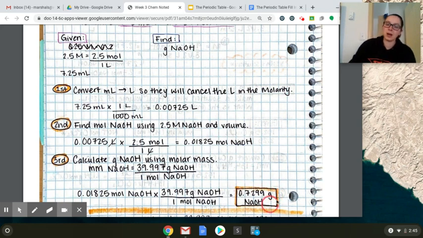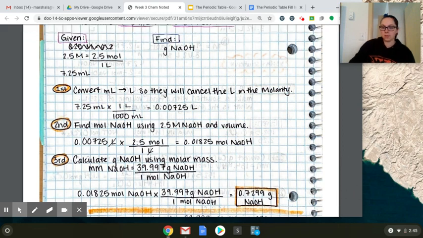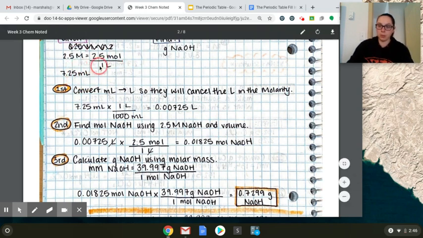Now, what this number actually tells me is that if I wanted to make a 2.5 molar solution and only needed 7.25 milliliters, I would measure out in my lab 0.7299 grams of NaOH, dissolve it in 7.25 milliliters of water, and that would get me this 2.5 molar concentration. So that's what that number actually means.